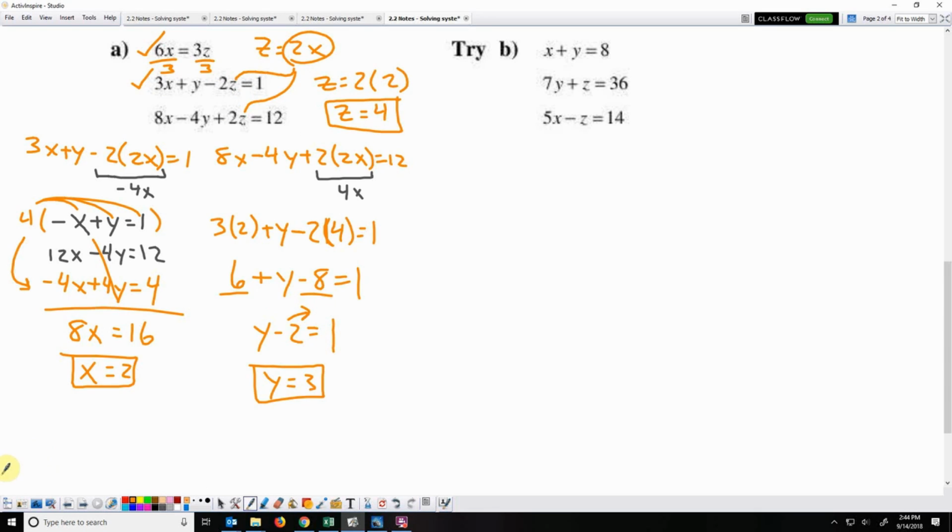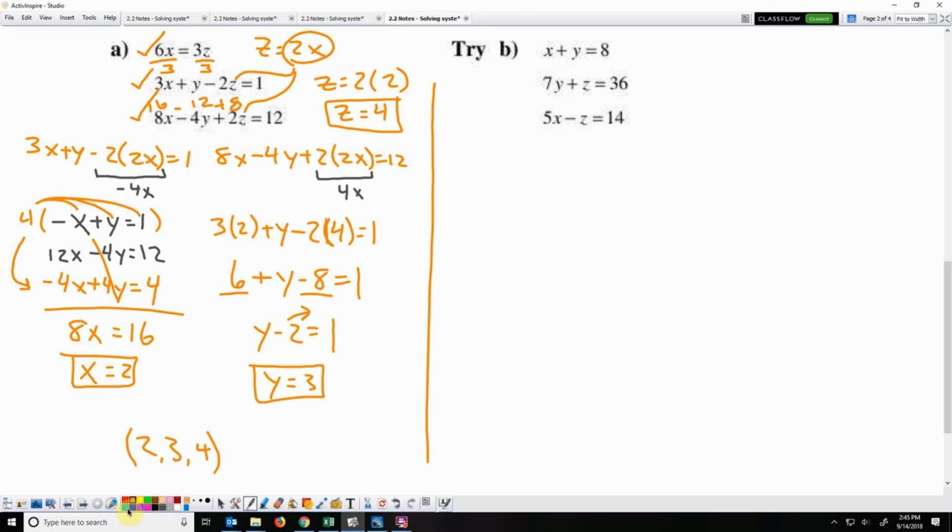But I need to make sure they work in all the equations. So 8 times 2 is 16, minus 4 times 3 is 12, and plus 2 times 4, which is 8. 16 minus 12 is 4, plus 8 is 12. So they check out there. I know that's correct. What this really means is we've got 3 lines in 3 variables, which means they are in a space rather than a plane, so it's 3-dimensional. And the 3 lines all intersect at the point 2, 3, 4. X, Y, Z.